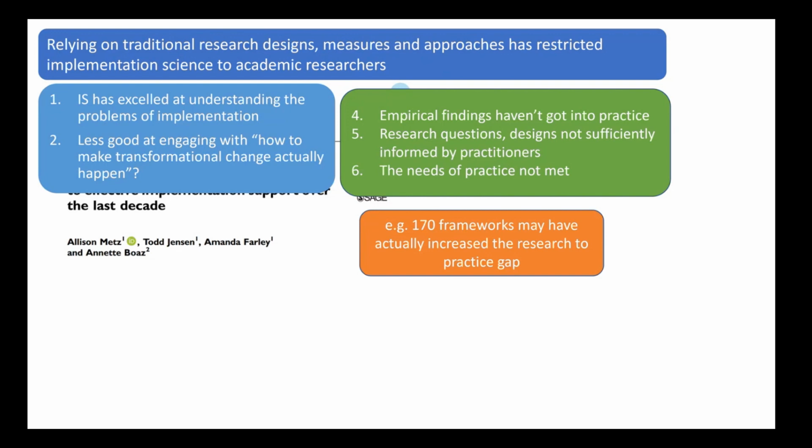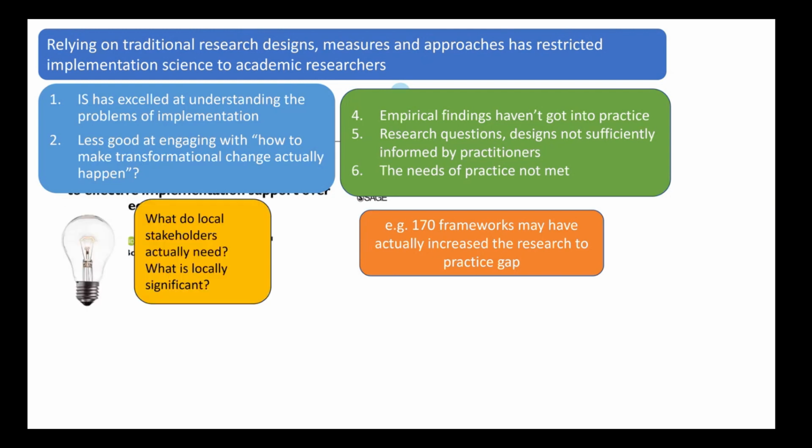As an example, 170 frameworks may have actually increased the research-to-practice gap. Something like the CFIR framework takes a long time to learn. I have to work quite hard with research teams. They may be very seasoned researchers, but if they've never used a framework like this before, with 50 different determinants, it's quite hard to code with, and it takes many weeks to learn and get good at. So imagine a nurse on a ward wants to do some implementation research, or a teacher in a school wants to know how to implement something. They probably just don't have time to learn a framework like this. That's just an example.